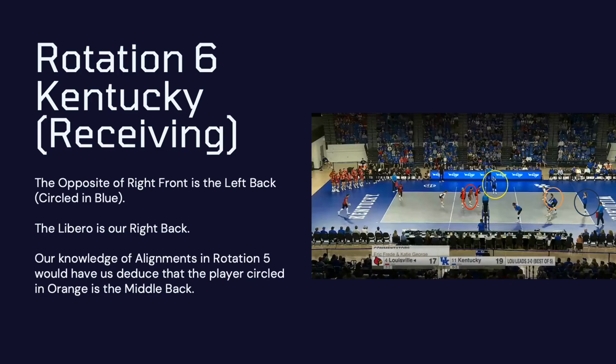But because we have been doing our due diligence after each and every rally of keeping up with our setters and opposites, we know that our setter's opposite is the left back that we have circled in blue. We know that our libero is our right back. So our knowledge of alignments would have us deduce that the player circled in orange is our middle back. So now we know our 3 back row players for Kentucky.